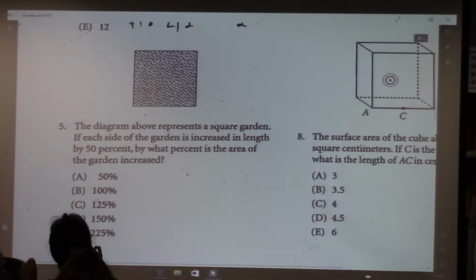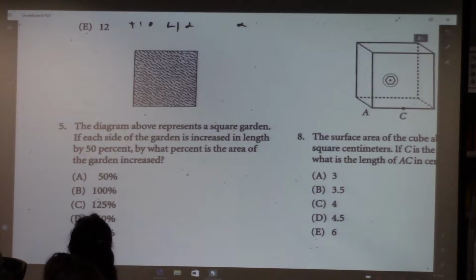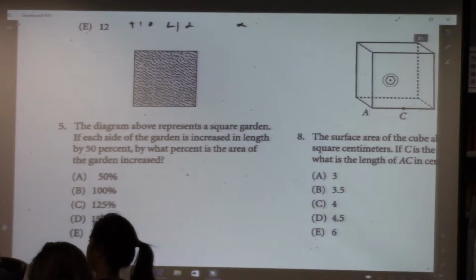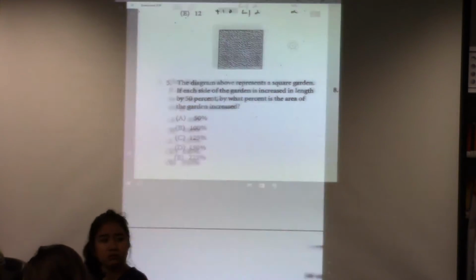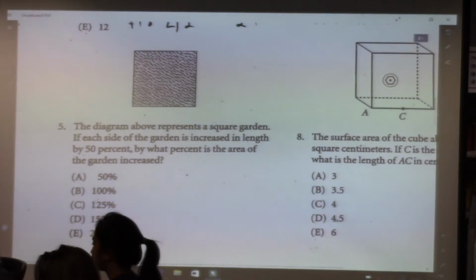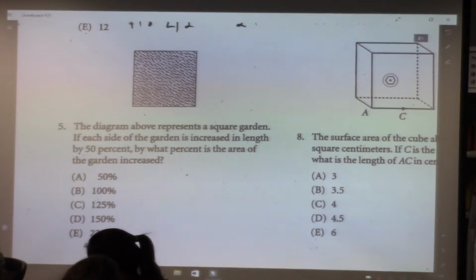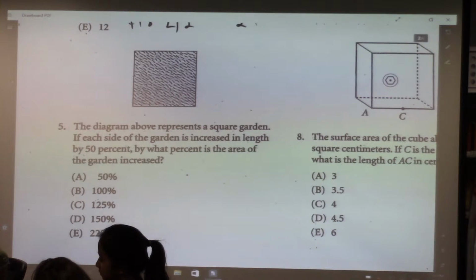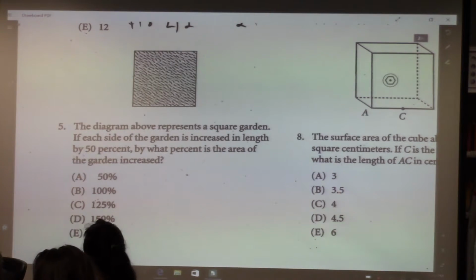All right, number 5. Let's go with Benjamin. The diagram above represents a square garden. If each side of the garden is increased in length by 50%, by what percent is the area of the garden increased? All right, guys, is there any way we could ever know how big this garden is? No, right? They don't give us enough information. All we have are things that are compared to each other. Does that make sense? So what do we do in that case?